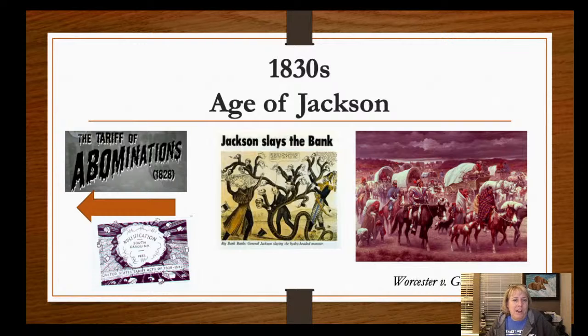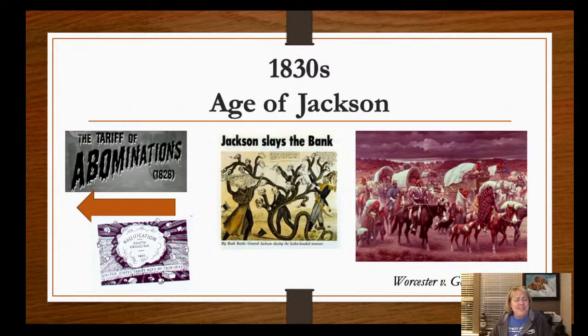Well, when Jackson hears this ruling, the rumor is he said, well, if Marshall wants to make the law, then Marshall can go enforce it, because I am not going to enforce that law. He wanted that land to be open for American settlement. That's what manifest destiny is really starting to play into our American persona now.